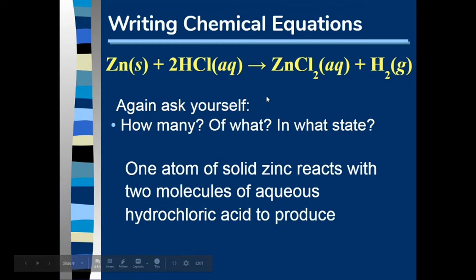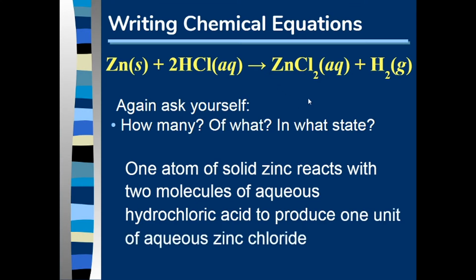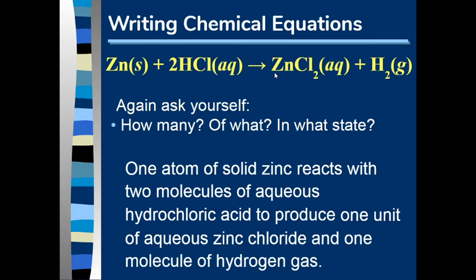To produce metal, non-metal, this is an ionic compound, so 1 unit of aqueous zinc chloride. Even though zinc is a transition metal, we're not going to put a Roman numeral in the name. Remember, zinc is always a 2+, and silver is always a 1+. Otherwise, your transition metals would have Roman numerals in their names. And 1 molecule of hydrogen gas.